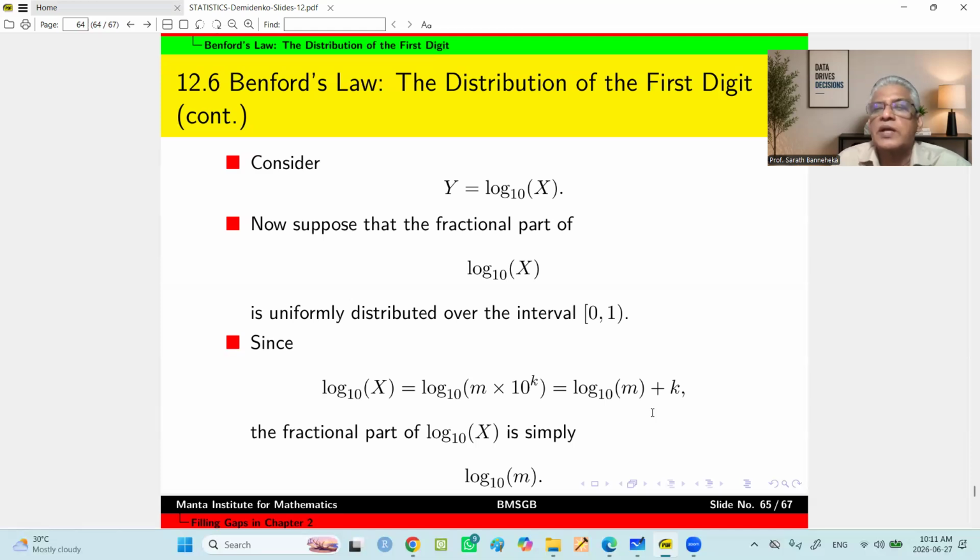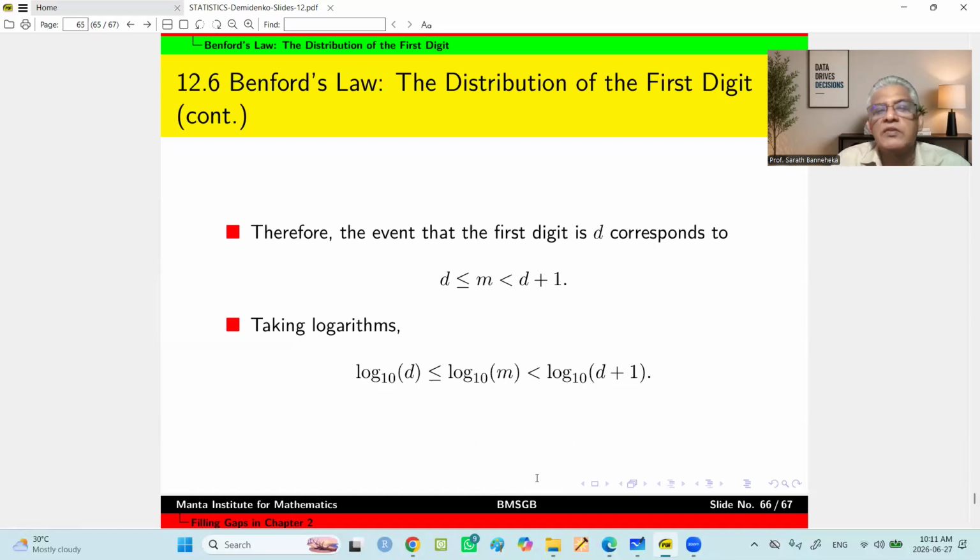So we are going to assume that the fractional part is uniformly distributed in the interval 0, 1, which is a fairly good assumption. Now let us again look at this log x term. Log x is equal to log m times 10 to the power k, so it's equal to log m plus k. So the fractional part is going to be this part here, right? The fractional part is going to be this one.